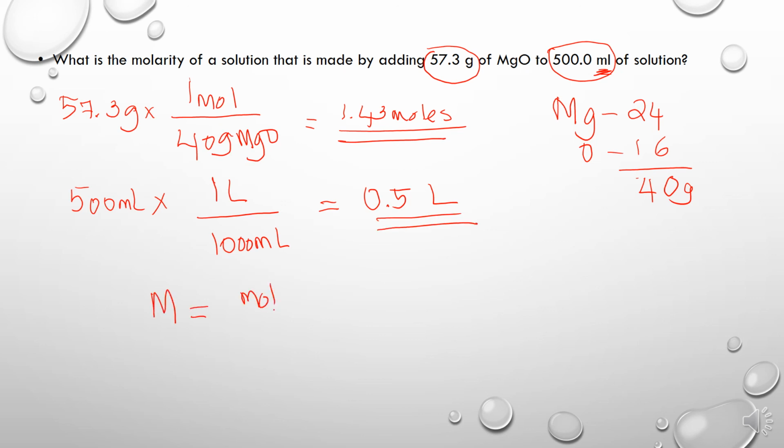Molarity is moles per liter. So it's 1.43 divided by 0.5, which is 2.86 molar. And that's your final answer.